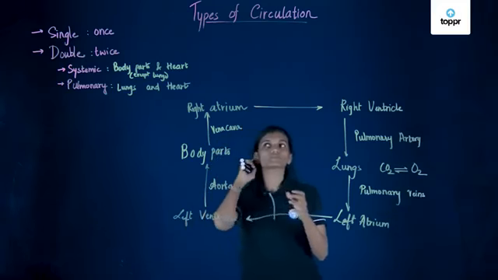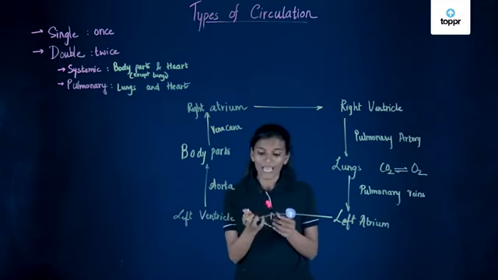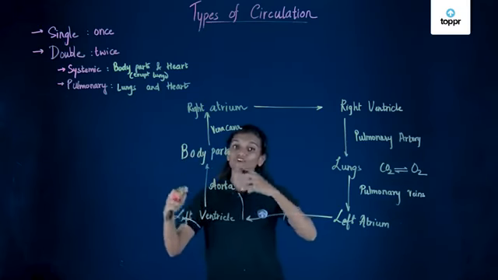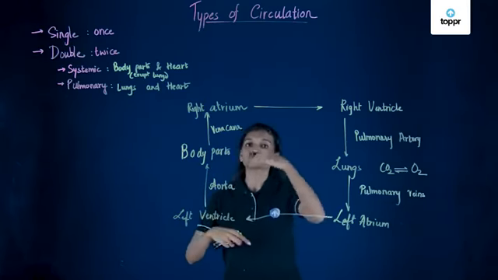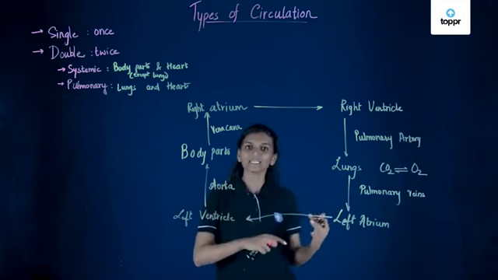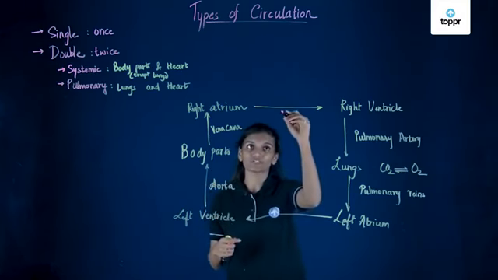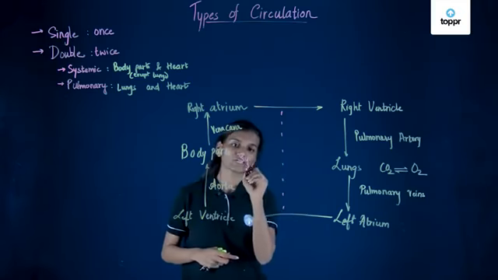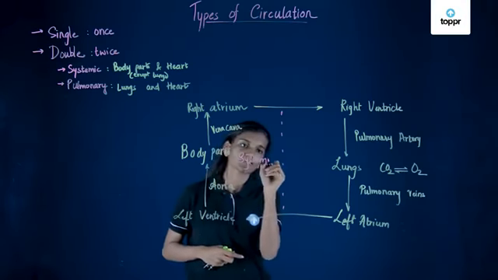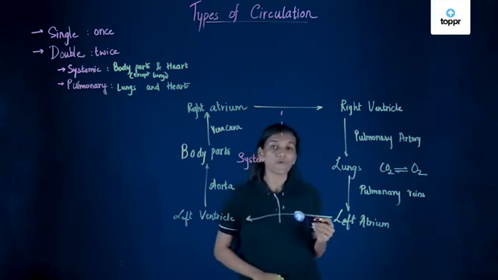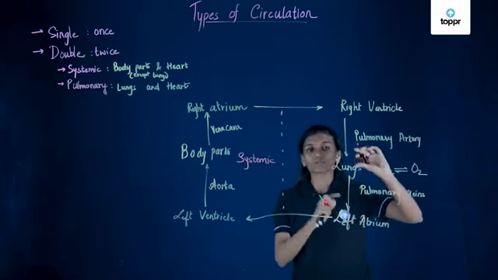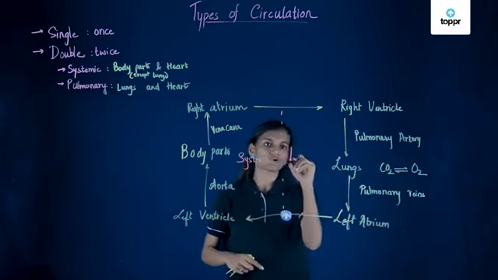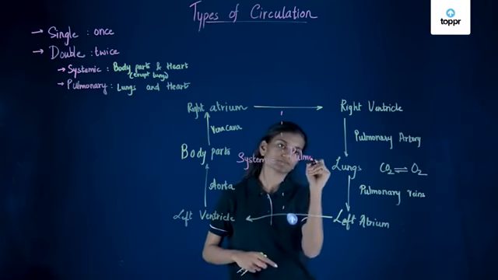So here we talked about two circulations, and how is that? When I told you about the circulation of blood between the body parts and the heart, we were talking about the systemic circulation. So we can divide this, the first half into systemic circulation, whereas the next part, where it's talking about circulation of blood between the lungs and the heart, we talked about the pulmonary circulation.